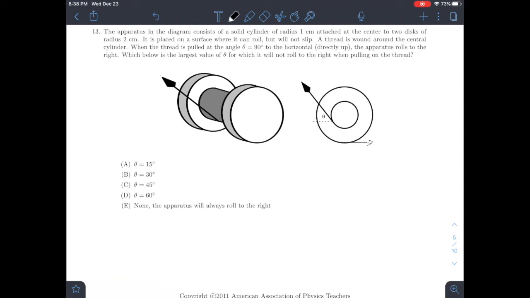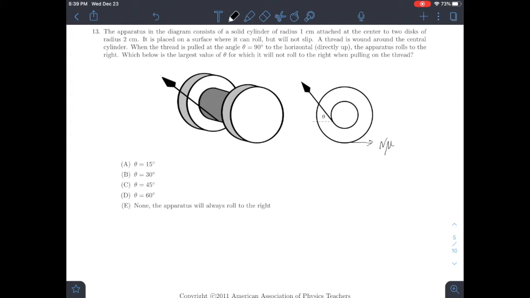Question number 13. The apparatus in the diagram consists of a solid cylinder of radius 1 cm attached to the center of 2 discs of radius 2 cm. It is placed on a surface where it can roll but will not slip. A thread is wound around the center of the cylinder. When the thread is pulled at an angle of theta equal to 90 degrees to the horizontal, directed up, the apparatus rolls to the right. What is the largest value of theta for which it will not roll to the right when the thread is pulled?